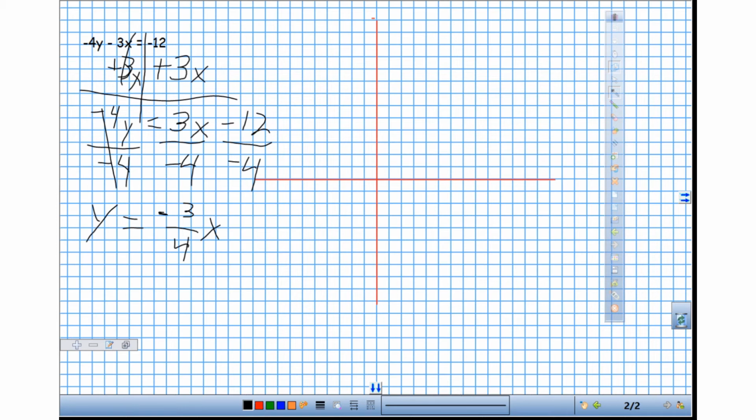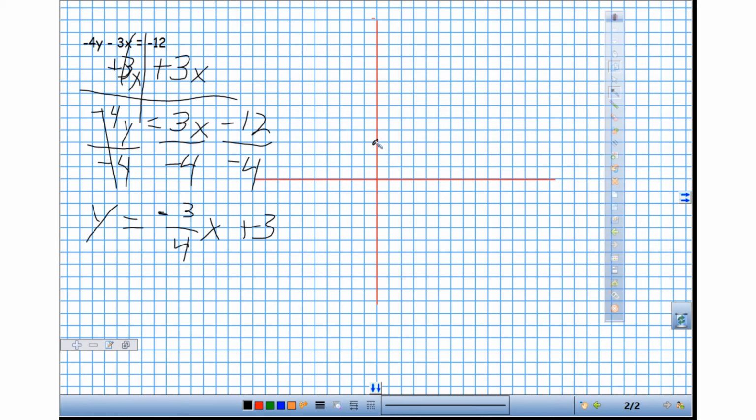All right, now I have a negative 12 and a negative 4. That makes a positive 3 because it's negative over negative. Now it's in slope-intercept form, so I'm going to go ahead and graph it. I have to start at 3, so I'm going to go to 3 and put a dot.